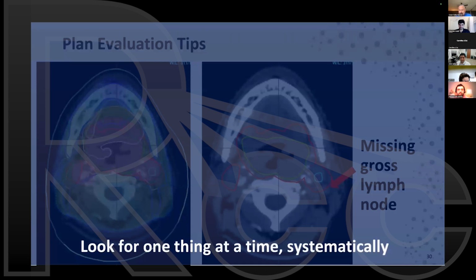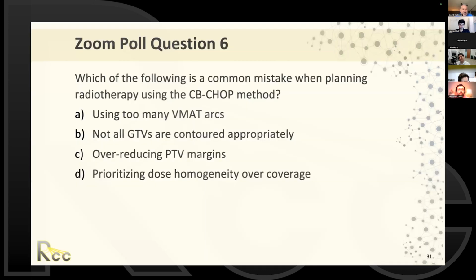No, that's great. And we can move to, I think, the last question that we have, a poll question. The question is, which of the following is a common mistake when planning radiotherapy using the CV-CHOP method? A, using too many VMAT arcs. B, not all GTVs are contoured appropriately. C, over-reducing the PTV margins. And D, prioritizing homogeneity over coverage. Also, we always encourage everyone to answer.